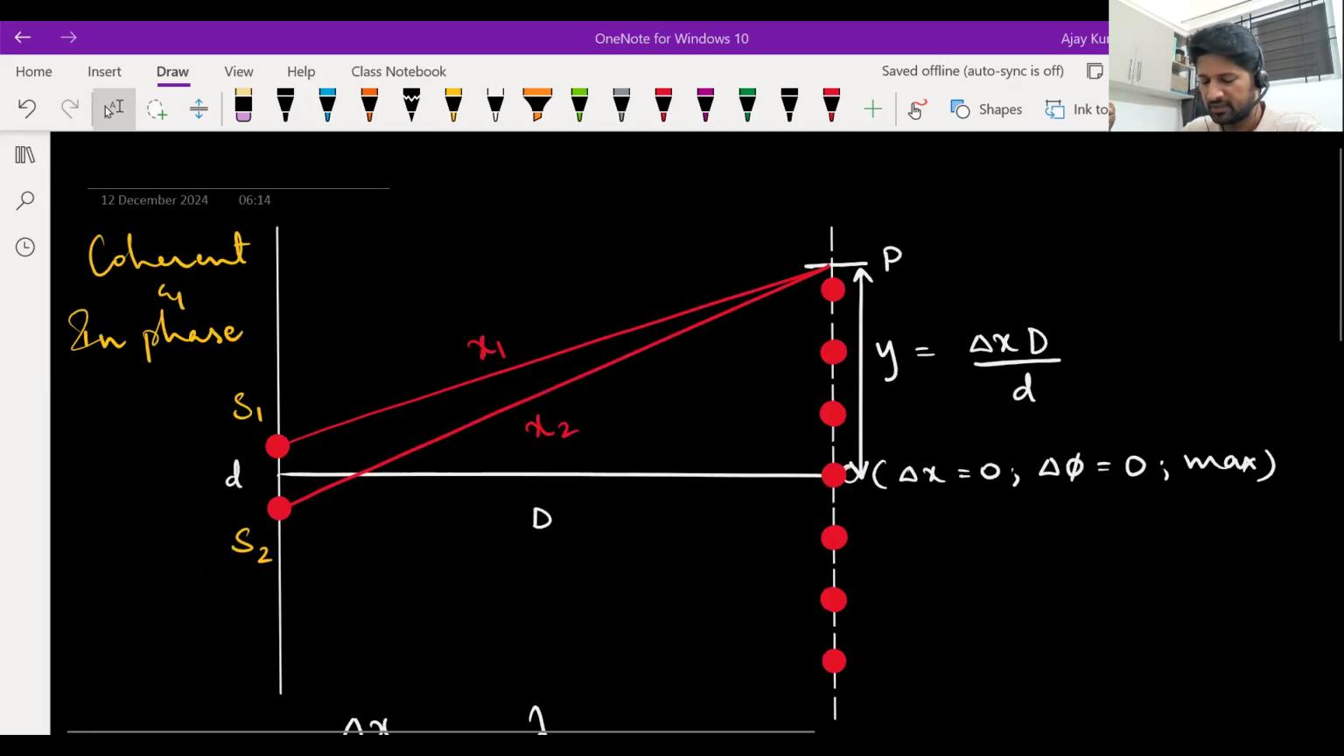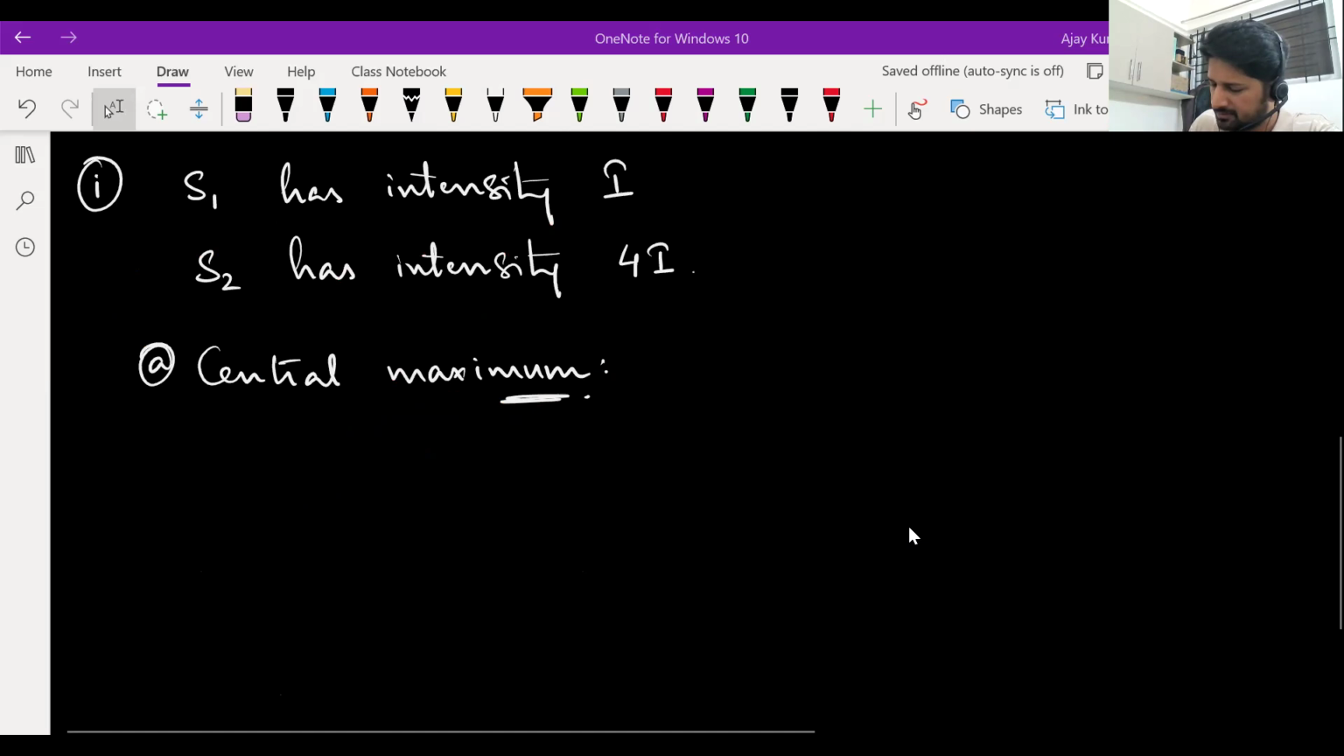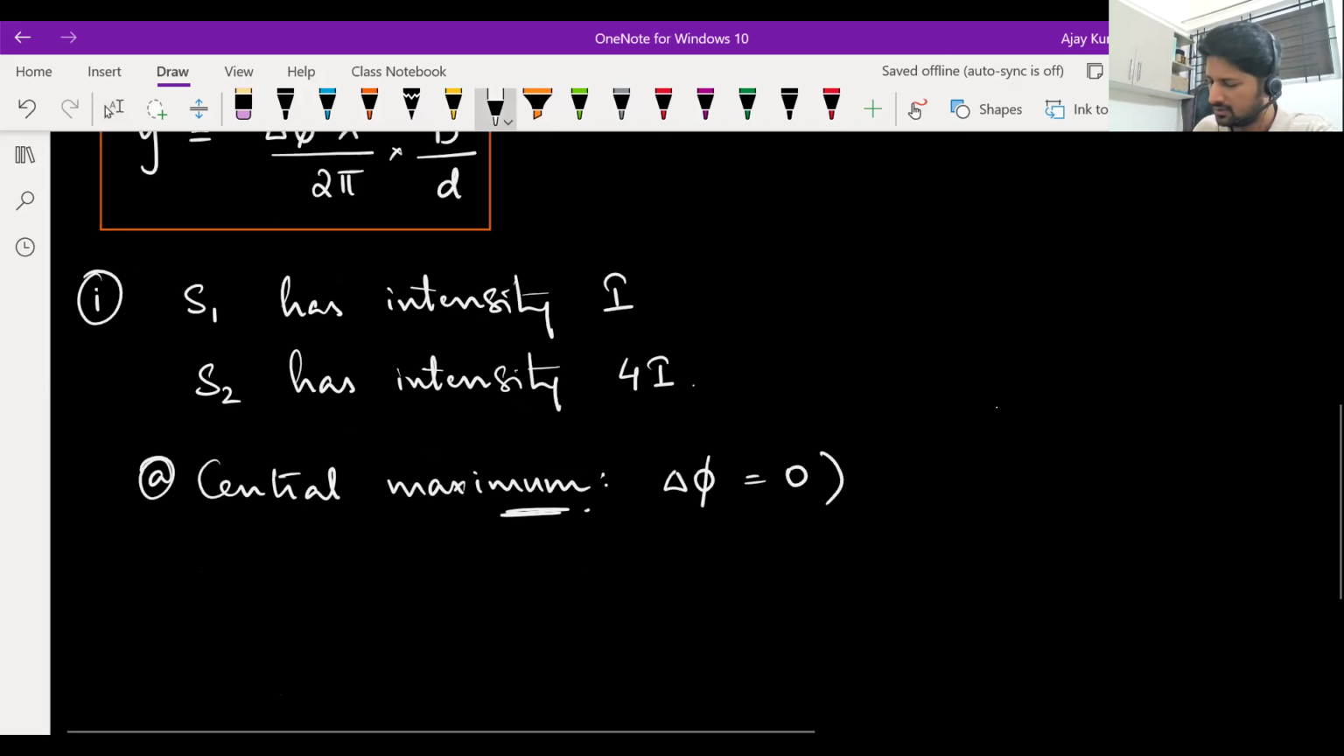Since O is on the perpendicular bisector of S1 and S2, the distances traveled by the waves to get there will be the same. So the path difference is 0, and automatically the phase difference becomes 0. So at the central maximum, the phase difference between the interfering waves is 0.